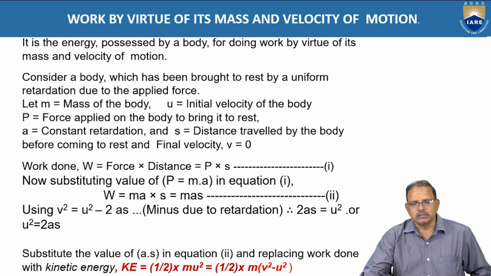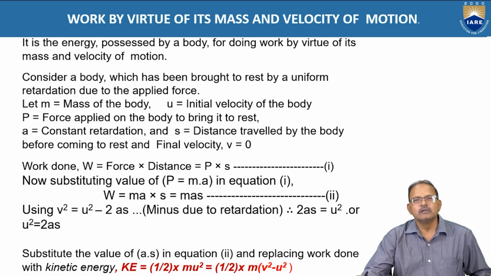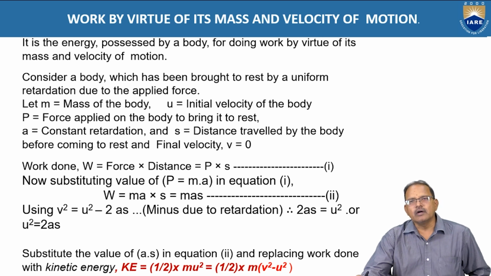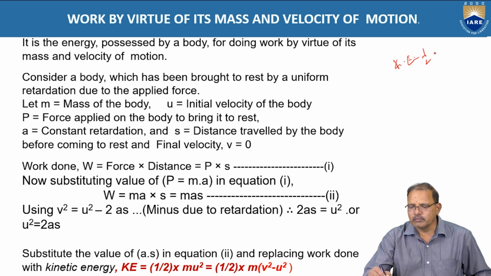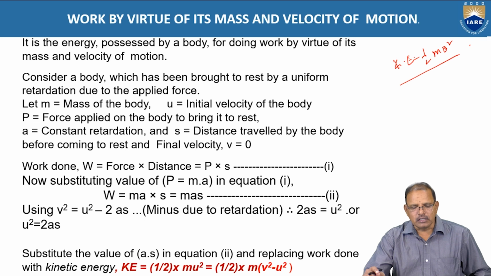And the kinetic energy. The kinetic energy possessed by the body is due to virtue of its mass as well as the velocity of the body. That is, here kinetic energy is equal to 1 by 2 into mv square. It is the energy possessed by the body by virtue of its mass as well as the velocity with which the body is moving now.